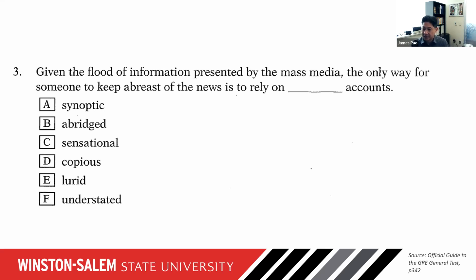Now I'm using the prediction strategy I told you about. Fill in your own blank. If I have a ton of info coming at me, the only way for me to know what's up is to rely on short, brief, little blurbs, little things that I can just quickly understand. So the right answer is to rely on quick or short accounts. That's my prediction. Now I look for what answer choice matches my prediction. What matches shorter? Answers A, B, synoptic, abridged. Perfect. Done deal. See how that works? Yes. Awesome.